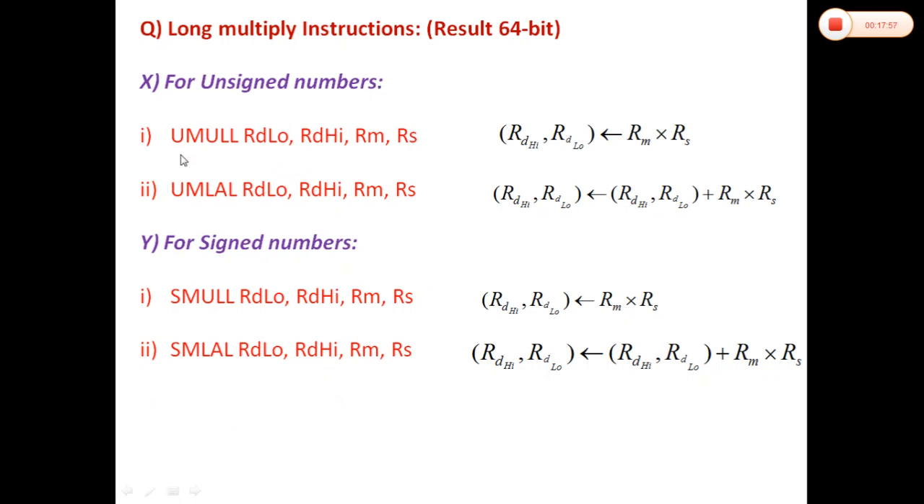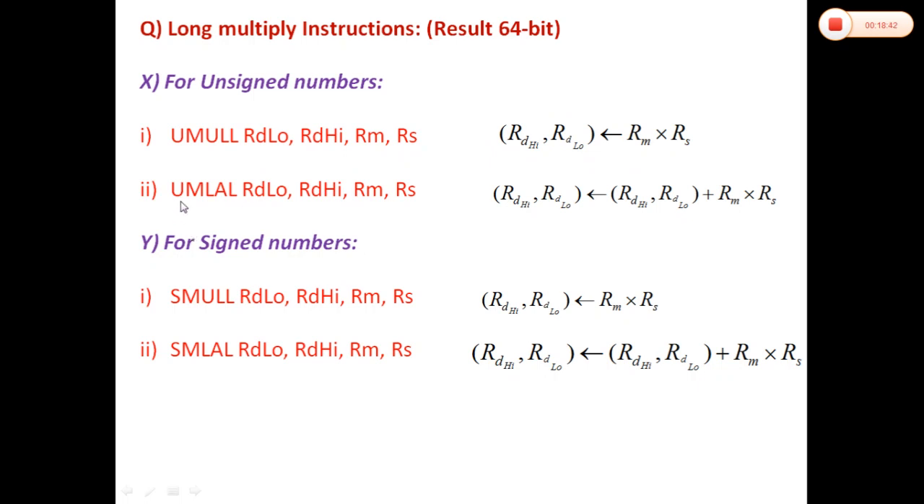Instructions for unsigned numbers: unsigned multiply long, UMULL, and there is a list of 4 registers. Out of them, these two are the source operands, two 32-bit operands which will be multiplied, and these two are the destination registers. So there are two 32-bit registers named RdHi, RdLo. So the 64-bit result will be stored in these two registers together. RM and RS are multiplied and the result will be stored in this pair of registers, lower part here, higher part here. So that's how this instruction works.